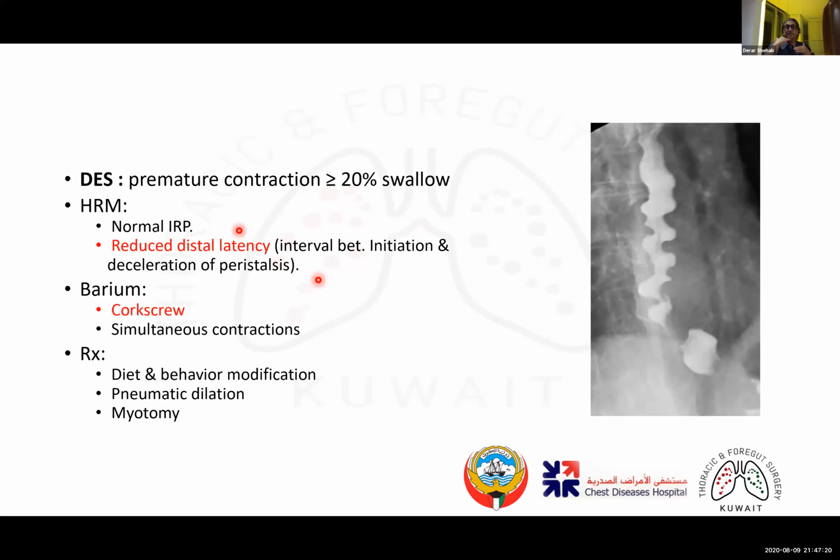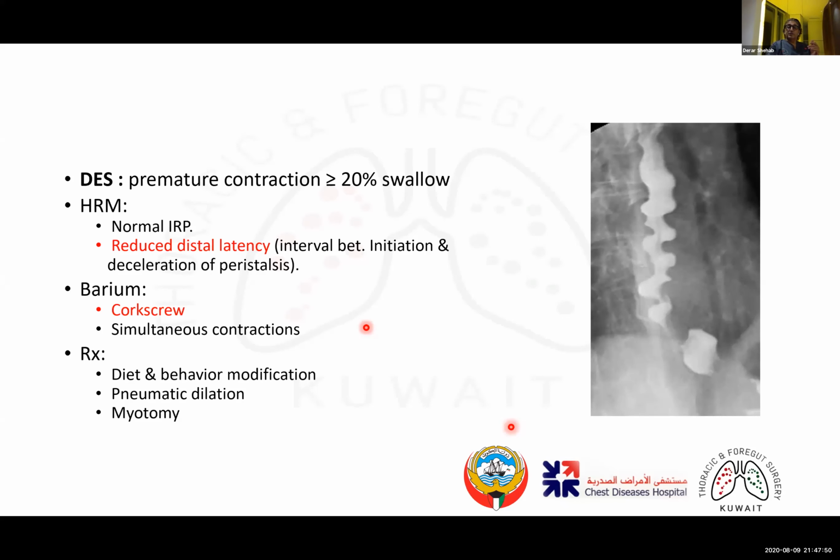So if the interval between the contractions is reduced, that means we're going to have a lot of contractions, and a lot of them are going to be premature contractions. Classically, barium shows a corkscrew, as you can see here, and the treatment is the same as other motility disorders: behavior modification, diet, medical treatment, pneumatic dilatation, and myotomy.